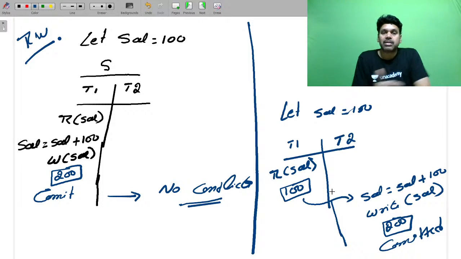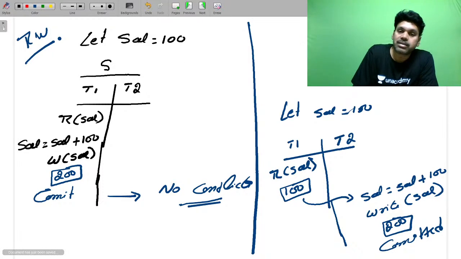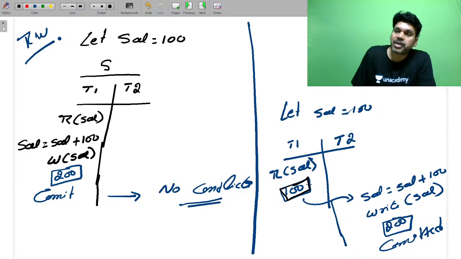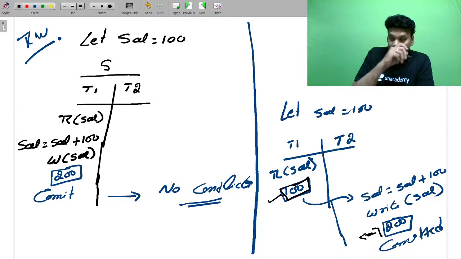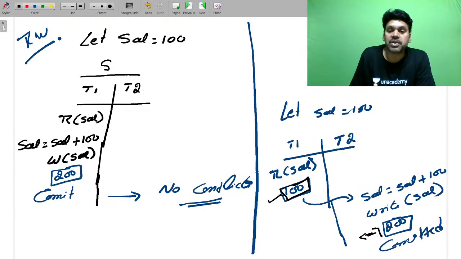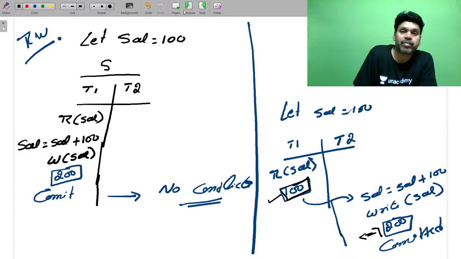So transaction one thinks that the value is 100 since it performed a read operation, but when you perform the read once again, you find a new value instead of 100. What is that value? 200. This is the meaning of incorrect summary. What is incorrect summary? Earlier some value had come, now I'm reading some other value. So once you perform a read action again, you are going to get a different value.